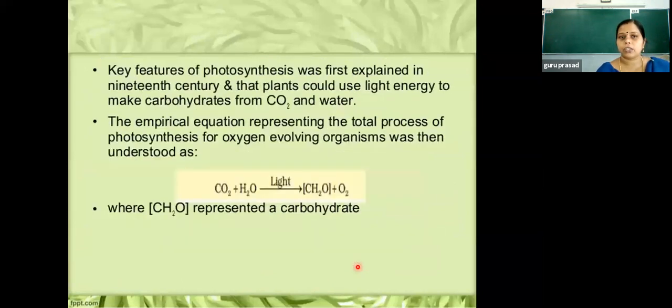Okay, next. The key feature of photosynthesis was first explained in the 19th century: the plant could use light energy to make carbohydrates from water. So carbon dioxide combines with water in the presence of light, and it may get converted into carbohydrates. But the complete equation was incomplete here, isn't it? CH2O represents a carbohydrate.